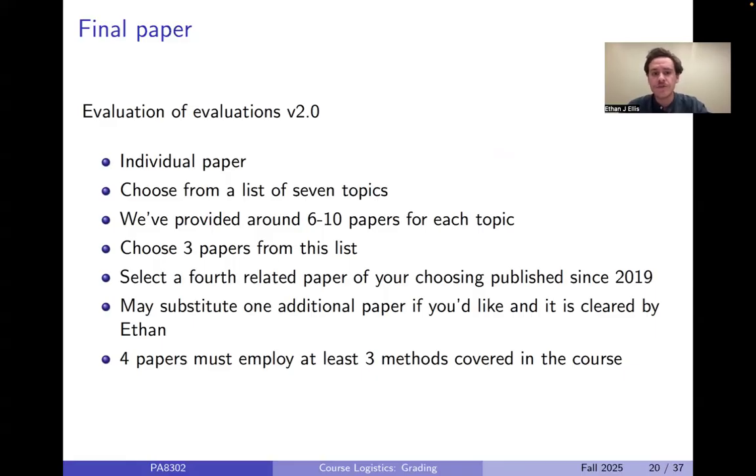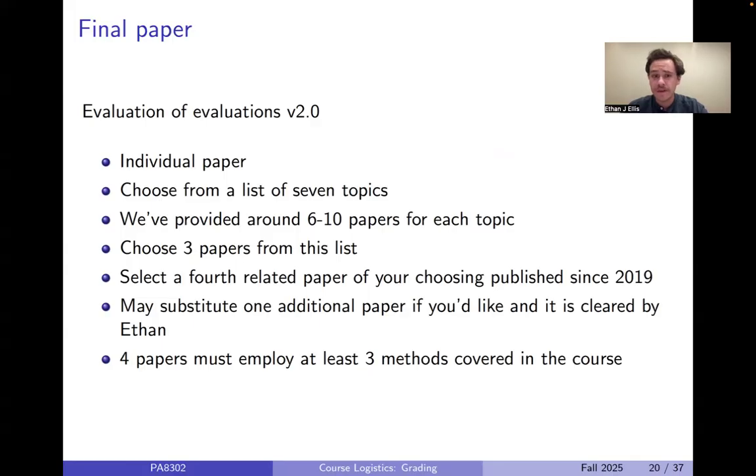You'll be able to choose from a list of 7 topics. We've provided around 6 to 10 papers for each topic. We'll have you choose 3 papers from this list. You'll also be able to select a fourth related paper of your choosing that's been published since 2019. I'm going to have a little assignment for you all where you submit the fourth paper just so that I can make sure that these fourth papers are up to my standards. And then if that fourth paper is enough for you, you may substitute one additional paper if you'd like, and it is cleared by me.